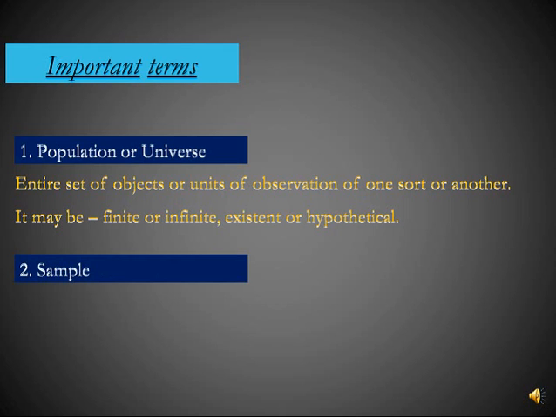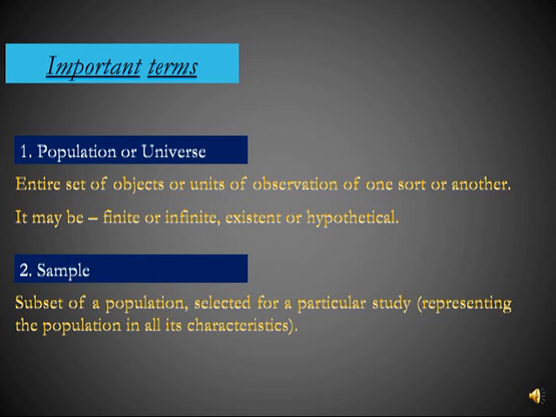Second, we have sample. A subset of a population selected for a particular study, representing the population in all its characteristics, is called a sample. It may be defined as a part of a population so selected with a view to representing the population in all its characteristics. Selection of a proper representative sample is pretty important because statistical inferences about the population are drawn only on the basis of the sample observations.